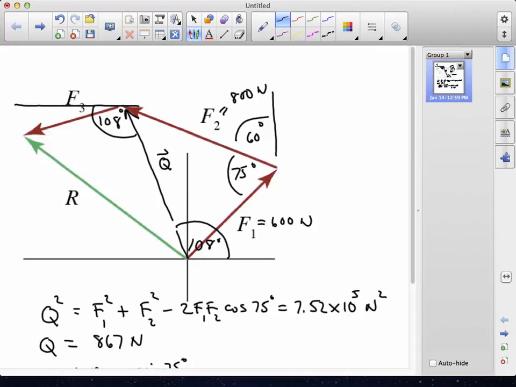And from the problem statement, we knew that F3 makes an angle of 75 degrees with the negative vertical axis here. So that means that this angle between F3 and the horizontal is 15 degrees. So I can now say that the angle between Q and F3 is 108 degrees minus 15 degrees, or 93 degrees. So I'll clean this up a little bit and replace the angle between F3 and Q with 93 degrees.